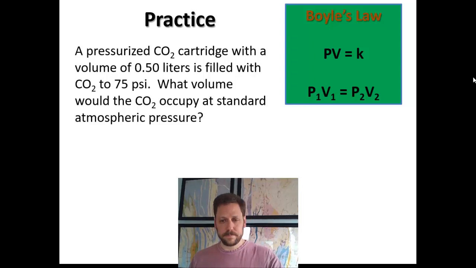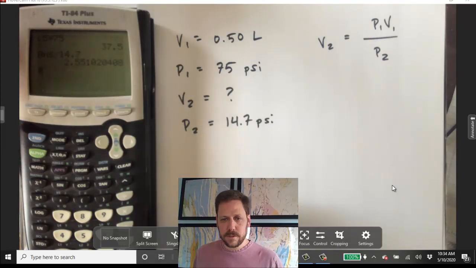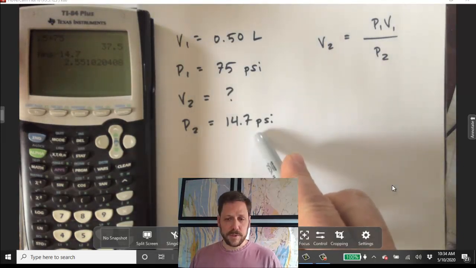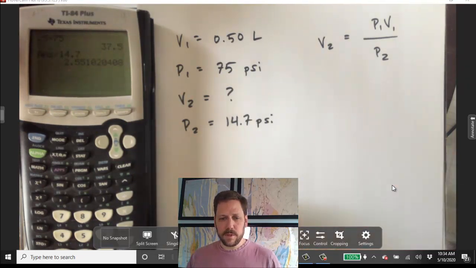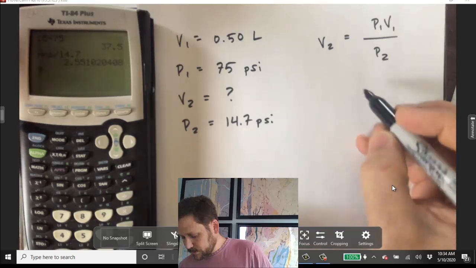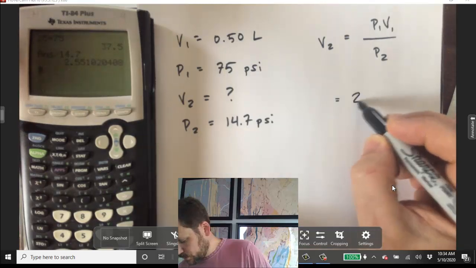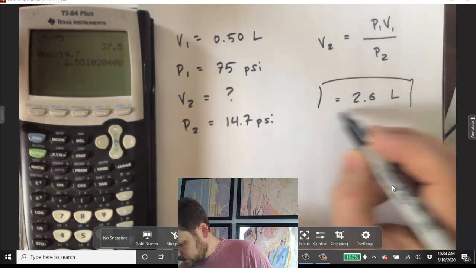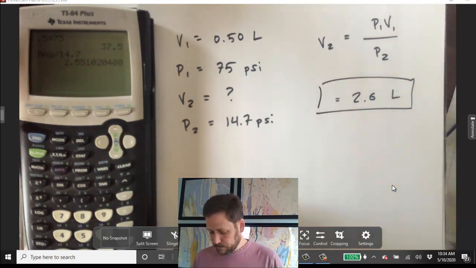Here's the list of variables. The new or final pressure is 14.7 psi. When I plug those numbers in, I get about 2.55, or rounded to two significant figures, 2.6 liters, which makes sense. It's a much larger volume because it's a much lower pressure.